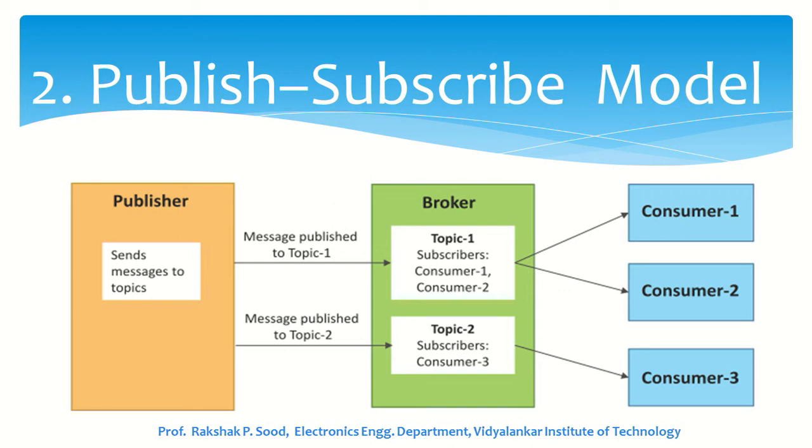The second is the pub-sub or publish-subscribe model. Here we can take an example of e-learning platforms like Udemy or Coursera, which behave like the broker. Whoever has subscribed to a particular content of the publisher, it will be made available to the consumers. In this case, consumer 1 and 2, for example, it will be via the broker. So the broker will be the Udemy platform or the Coursera platform in this case.